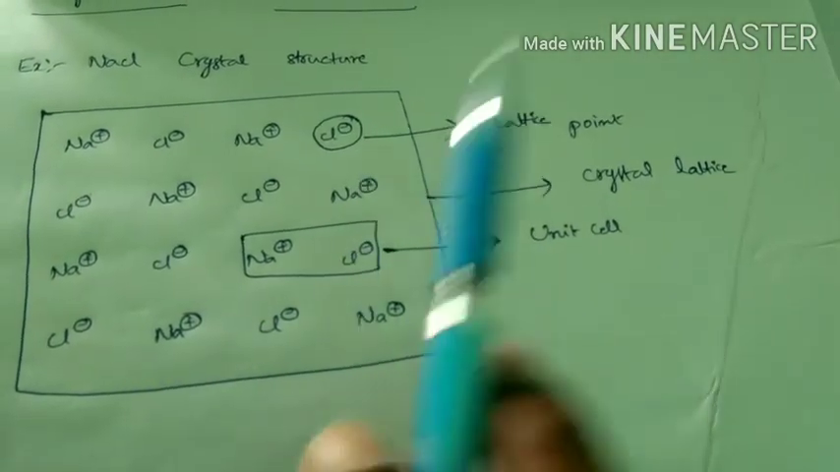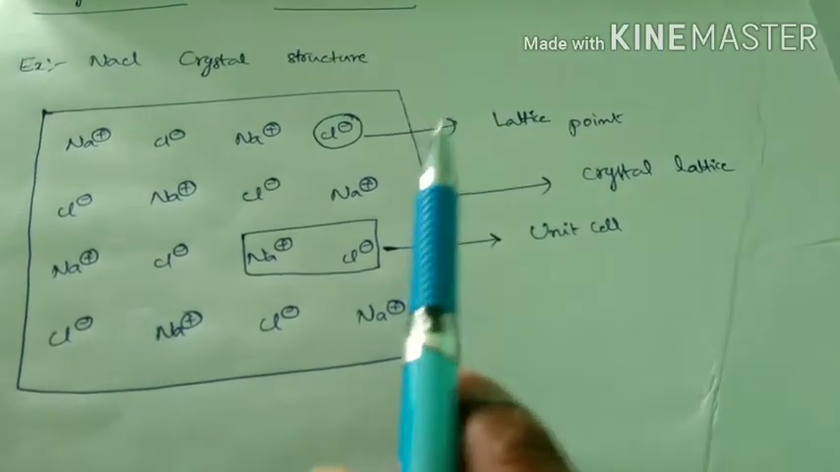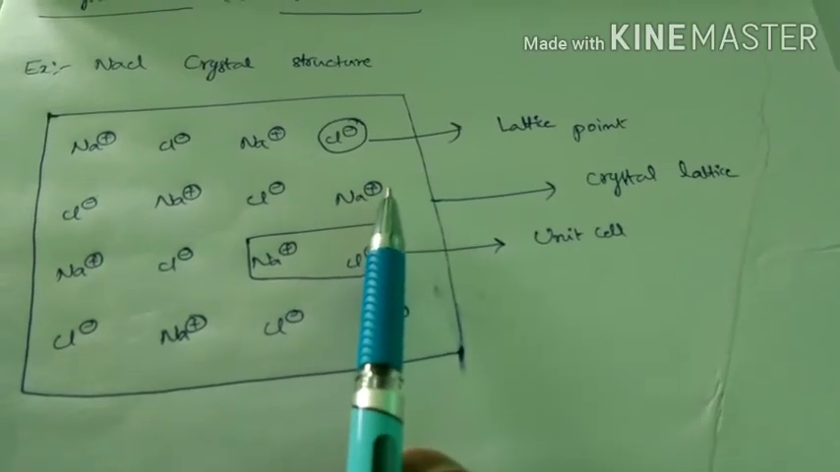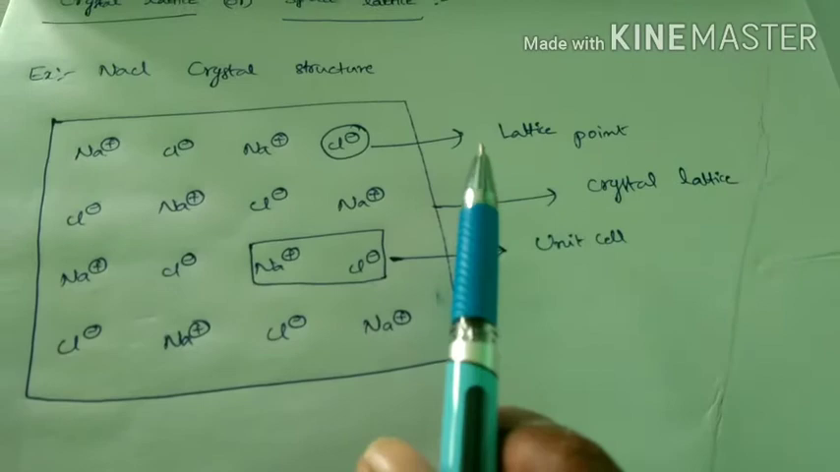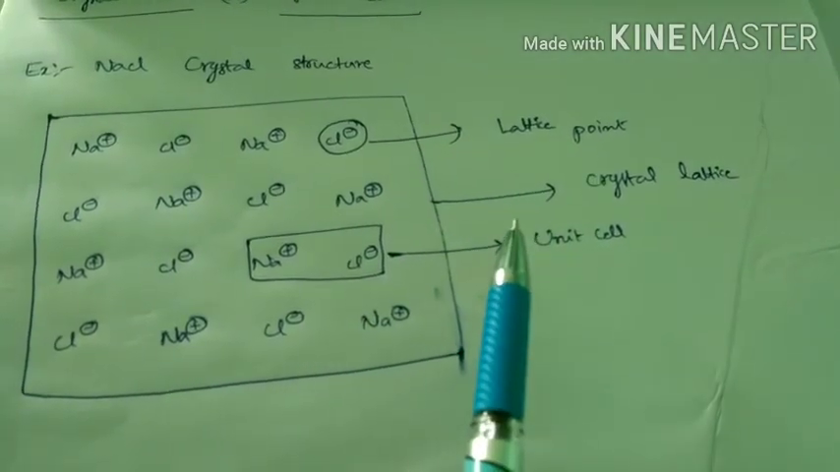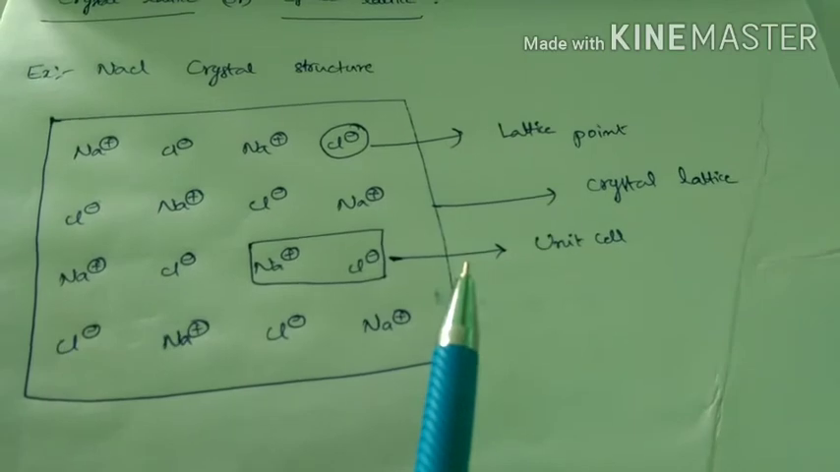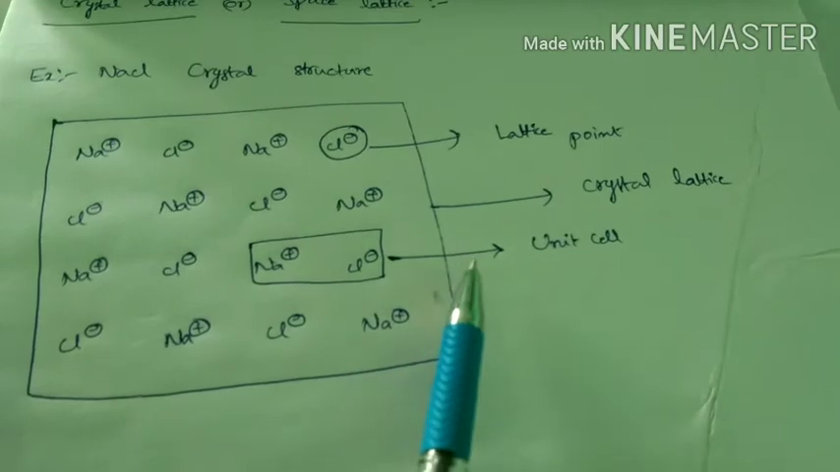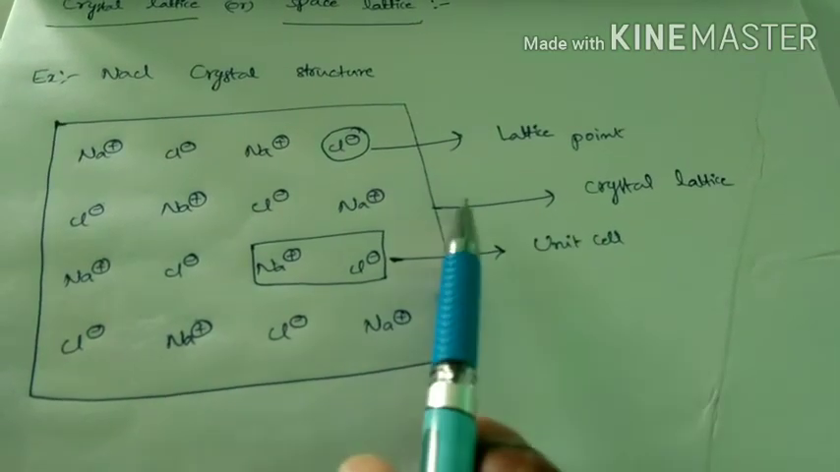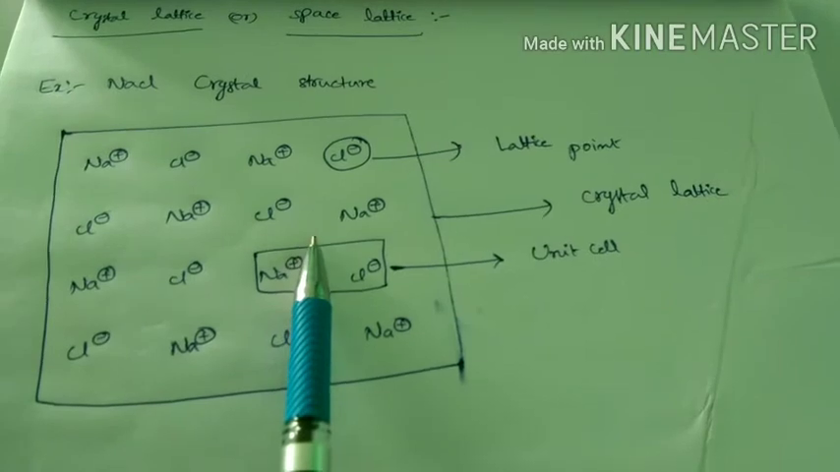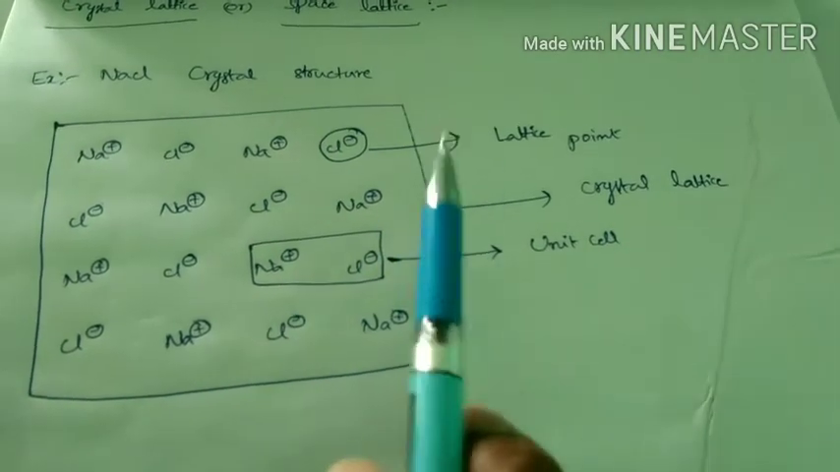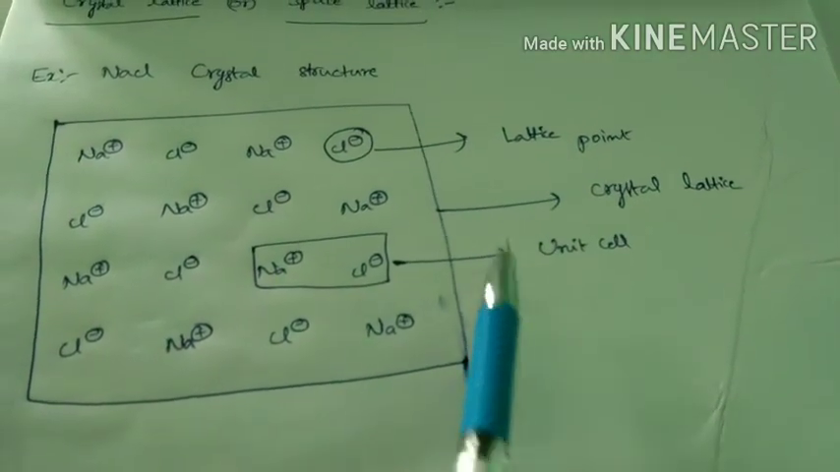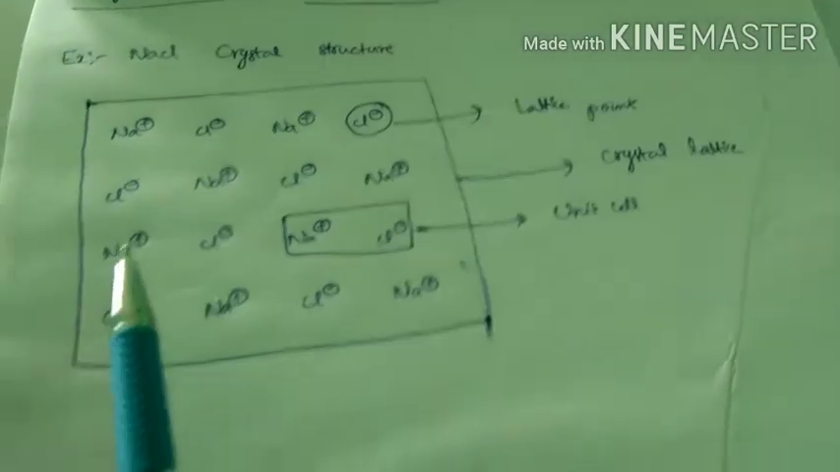Those bricks are repeated, those bricks repeat the entire wall. So that one brick is considered as what? Unit cell, and that whole wall is considered as crystal lattice or space lattice. I hope you understand the example. Small brick is considered as unit cell, and whole wall is considered as crystal lattice, because that brick repeats the entire wall. That is why it is considered as unit cell. So that is about crystal lattice and space lattice.